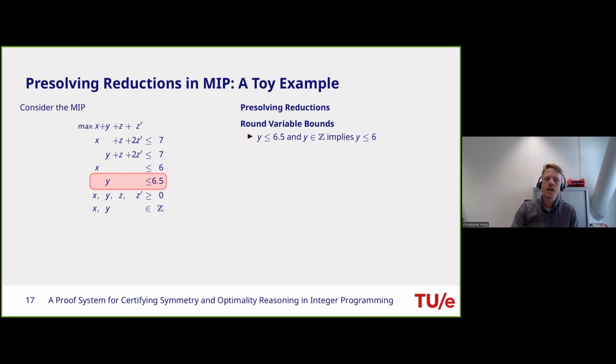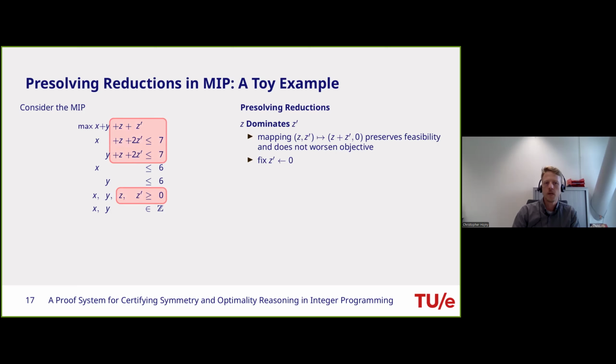And the first reduction that we could observe is that y is an integer variable, but this upper bound on y is a non-integer number. So what we can do is we can just replace this 6.5 by a 6, because we know that no feasible solution can have a value that is larger than 6. If we have improved this, we can also now look into these continuous variables z and z prime, and I claim that I can fix z prime to 0.